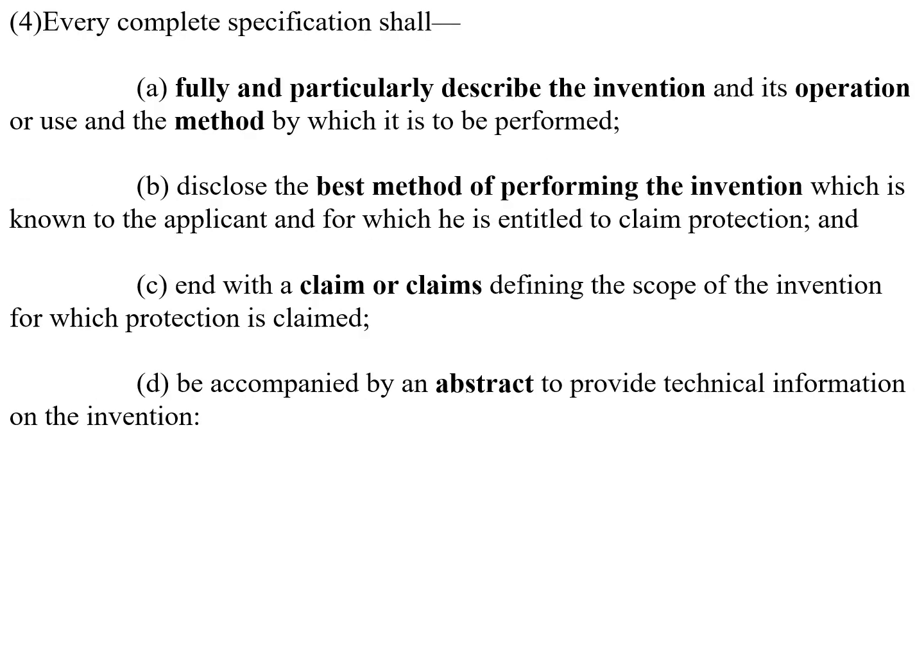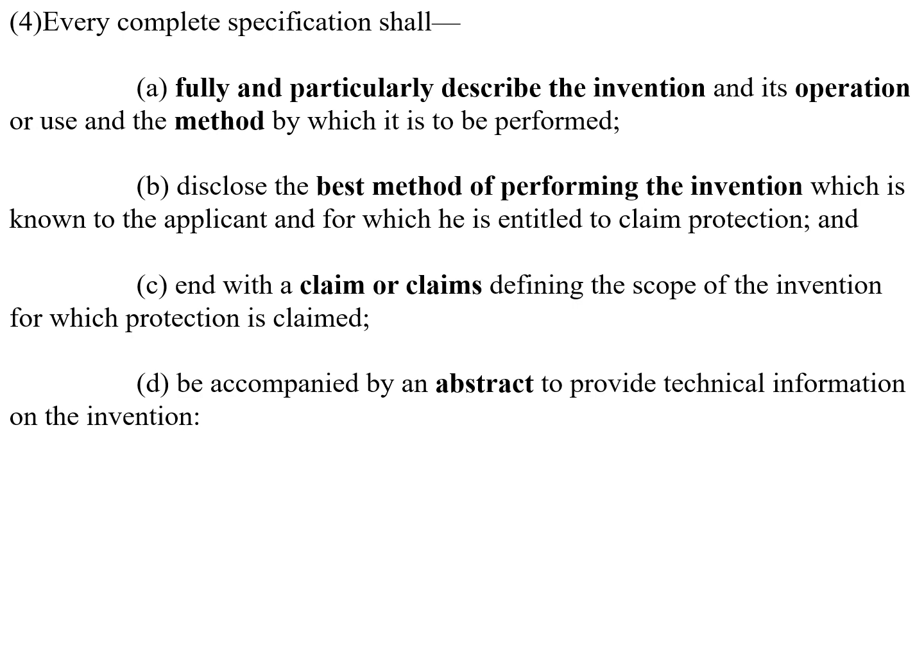Section 4 of section 10 is very important. It has a few more subclauses, and they have to be very well remembered, because it's often asked in the objective type questions. So it says that the complete specification shall fully and particularly describe the invention and its operation or use and the method by which it is to be performed. It should disclose the best method of performing the invention which is known to the applicant or for which he is entitled to claim protection.